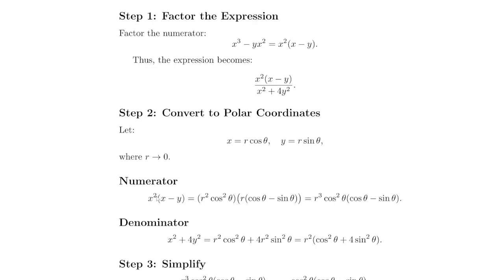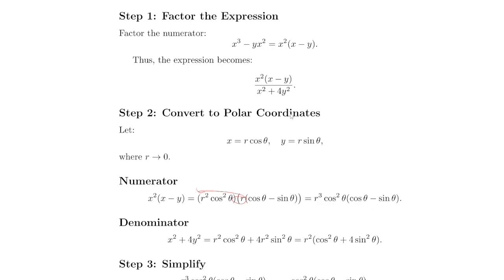So I'm going to replace x with r cosine theta. So x squared is r squared times cosine squared. And then x minus y would just be r cosine theta minus r sine theta, but you can factor out the r, and this r can be brought outside here to make r cubed cosine squared theta times (cosine theta minus sine theta).